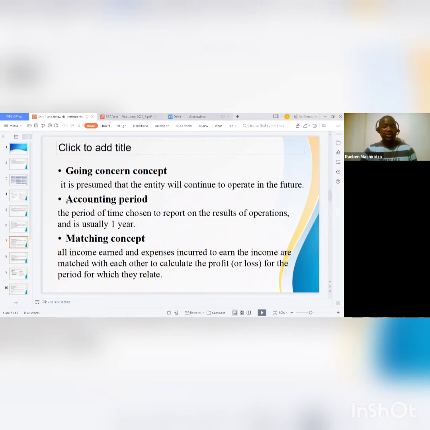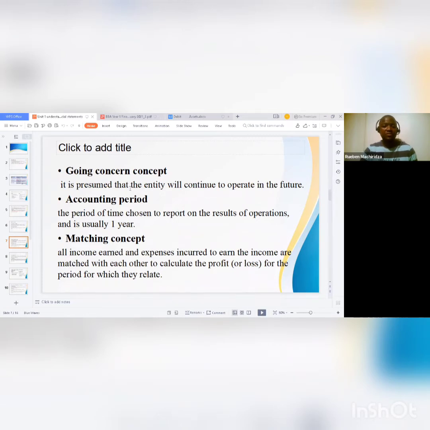So if we do not tell them that we are going to be closing in the next 3 or 4 months, or in the next year, they might make a decision to invest in us while we are on the verge of closing down. So the going concern concept specifically tells us that if we, for any reason, think that we are going to close the business, we must mention that in the statements of financial position.